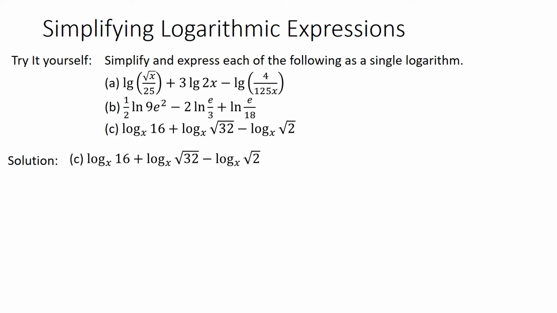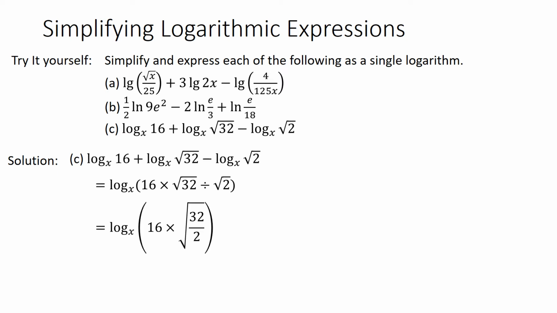Now here is the solution for C. From here we can see that these three terms contain the log. Hence we can apply law number 1 and law number 2. The plus becomes multiply, the minus becomes division. Hence it will be log x of 16 times 32 divided by 2. We combine them together, it will be log x of 16 times 32 over 2, and the answer will be log x 64. This is the final answer. Do you get all the answers correctly?